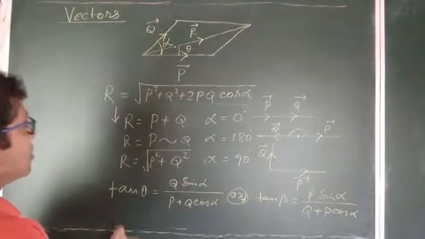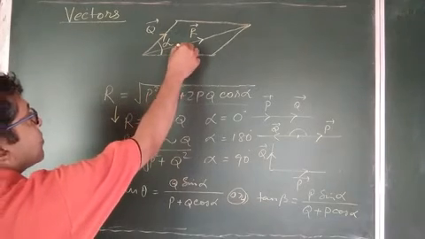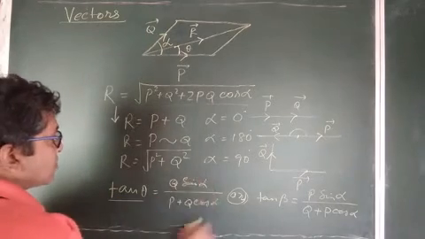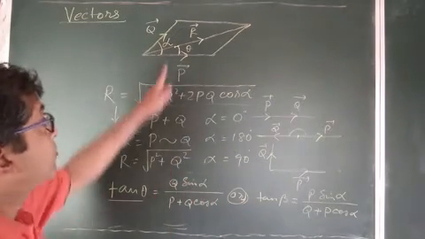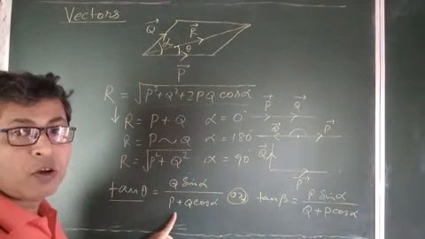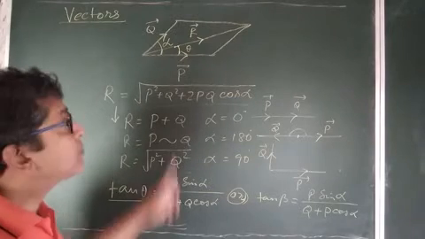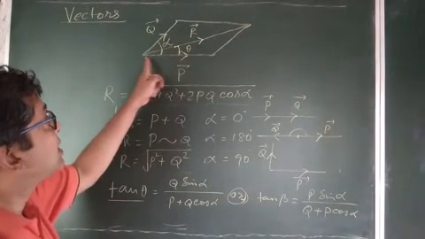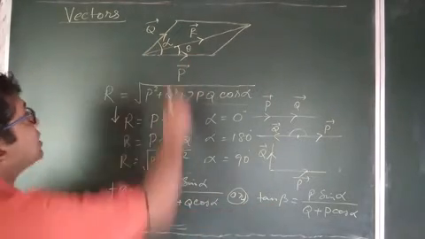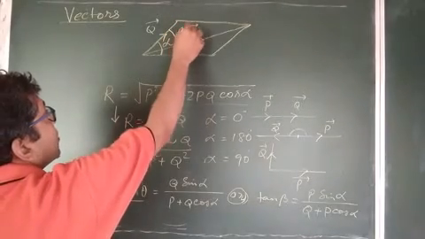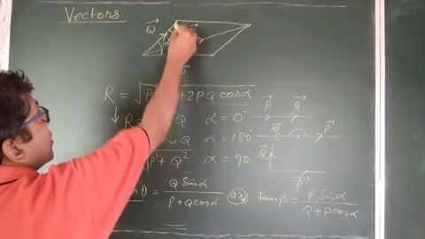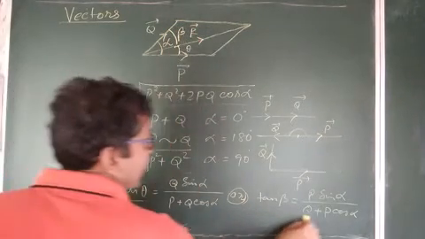And also the angle with which the resultant vector acts is this. The calculation of this value depends on the reference. If the reference of direction is with the P vector, then this one, and if the reference is with the Q vector, and this resultant vector acts at an angle of beta with Q, then the angle's expression is this.